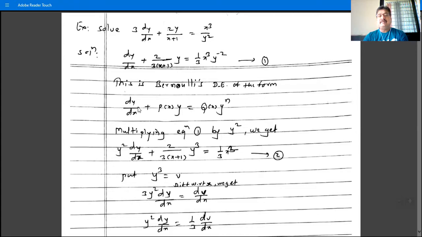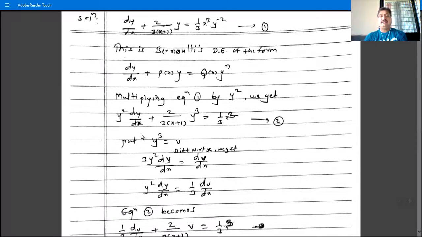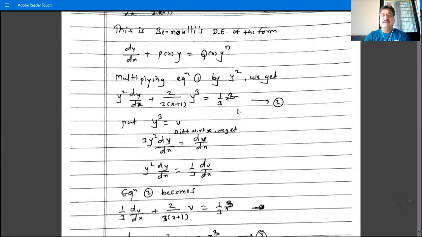So in general, if this is the Bernoulli's differential equation, then in order to solve it, the first step is dividing throughout by yⁿ, or multiply by y^(-n). For this example, dividing by y^(-2) throughout means multiply by y². We get y² dy/dx + (2/(3(x+1))) y³ = (1/3)x³ y^(-2) y². The multiplication on the right is y⁰, that is 1.